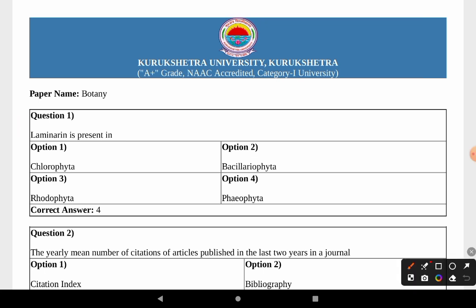So our first question is laminarin is present in Chlorophyta, Bacillariophyta, Rhodophyta, Phaeophyta. So the correct answer is Phaeophyta. Laminarin is present in Phaeophyta.